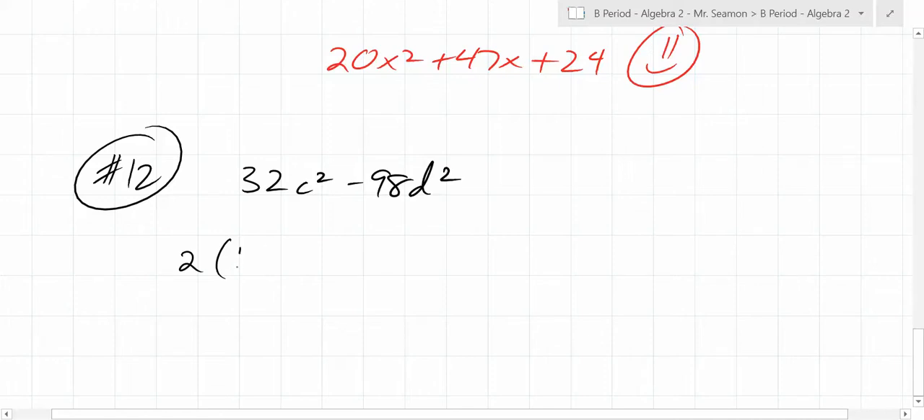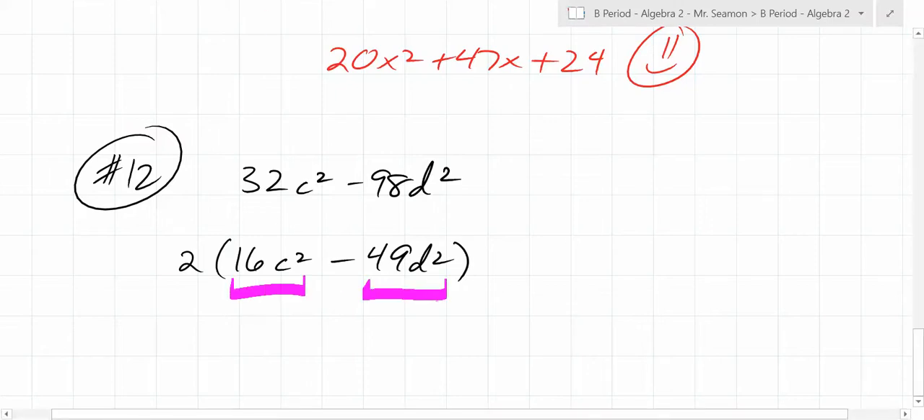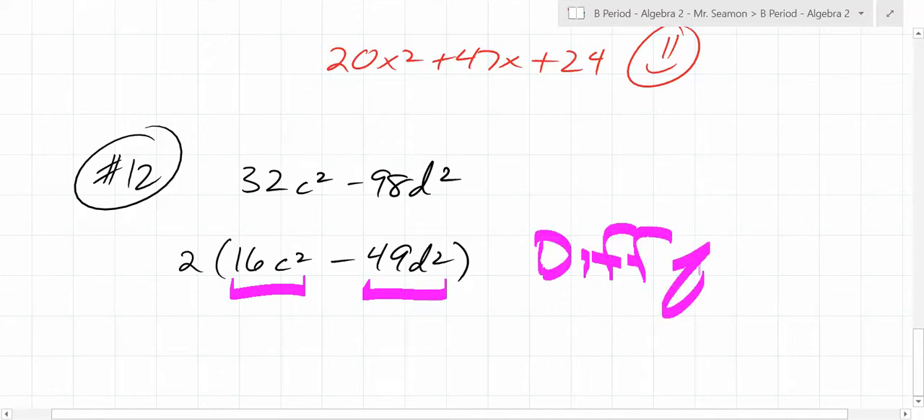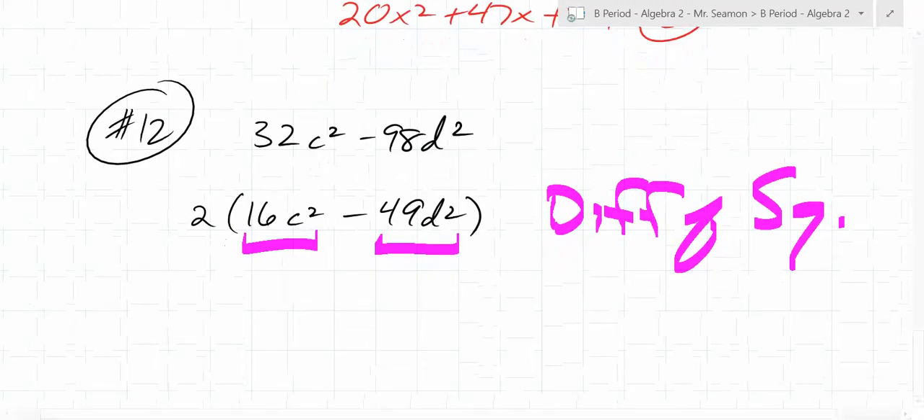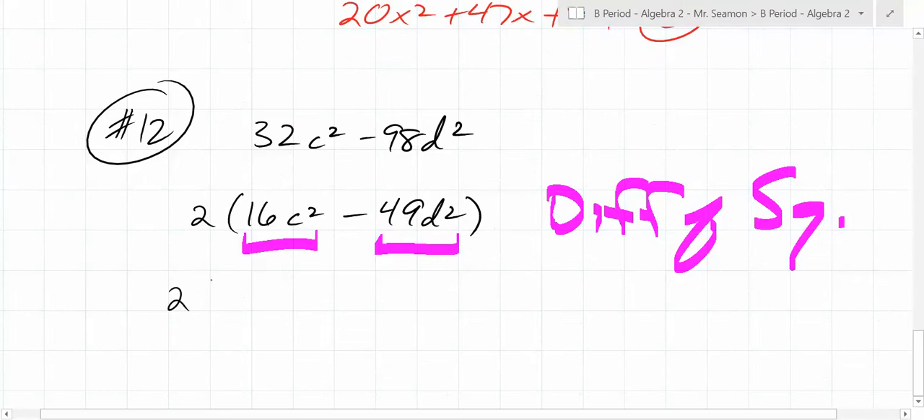What do you get? 16 what? Minus 49. What do you now see? What is 16? What is this? Both of those are what? Squares. So this is now the difference of what? Difference of squares. Sorry about the highlighter. So what does that mean? It's 2 times 4c squared minus 7d squared.